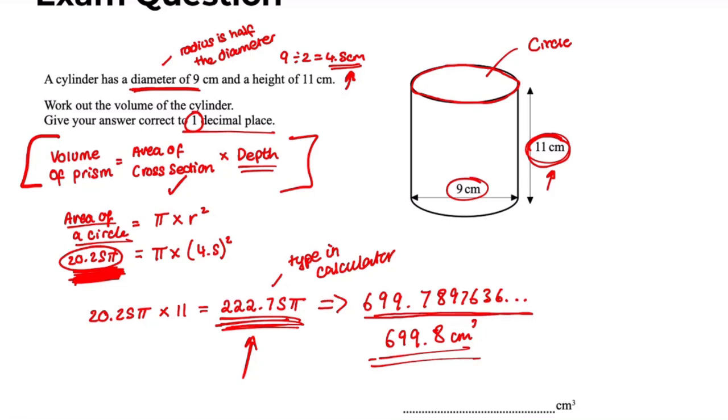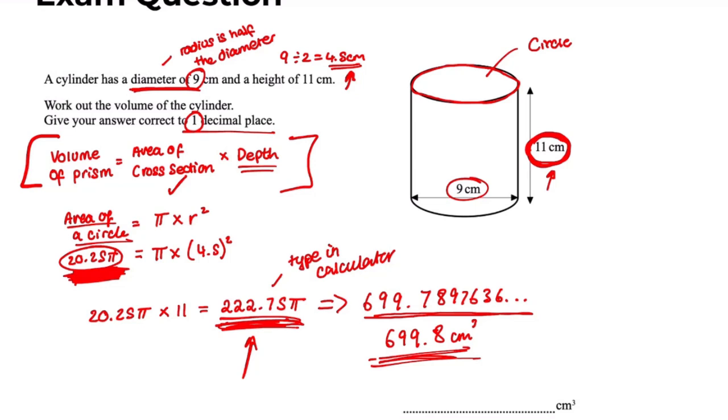You know that the radius is 4.5 because you have to divide the diameter by 2. And you would do pi times 4.5 squared. That would get you this, the area of the circle. And then you need to multiply the area of a circle by the height or the depth, which is 11 centimeters. And then that would get you your final answer, which you can then simplify and then round to one decimal place. If you got 699.8 straight away, that's completely fine.